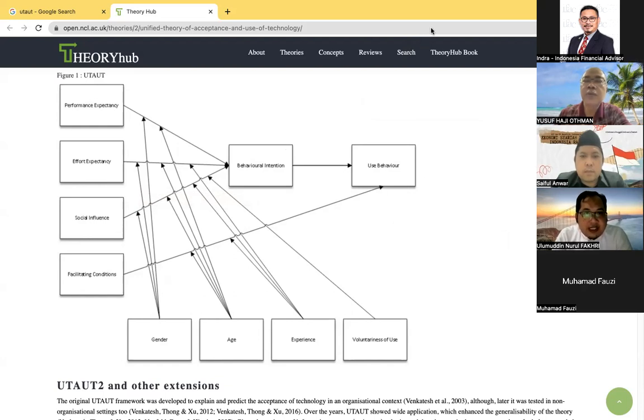I'm interested in Wakaf. Do you think Wakaf uses fintech heavily in Indonesia? I sent it in the group WhatsApp. Okay. Not yet. Okay.